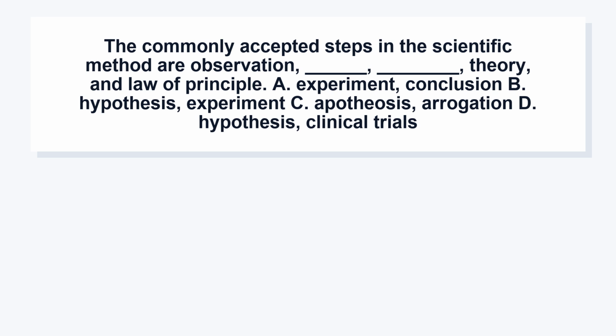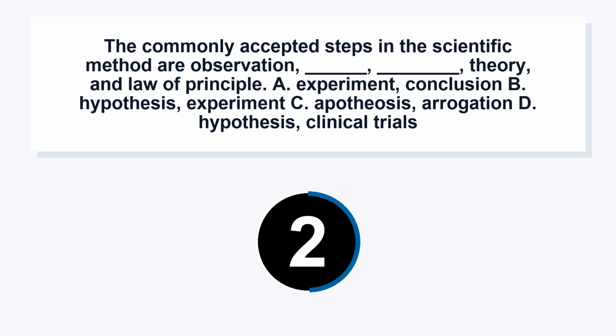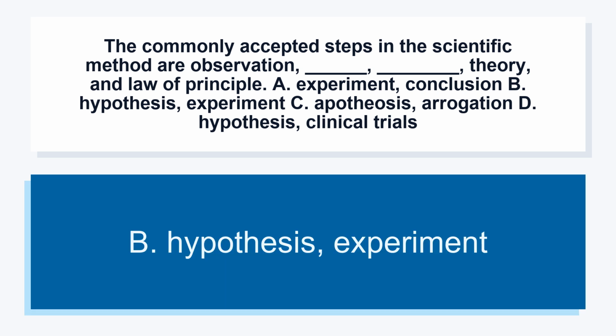The commonly accepted steps in the scientific method are observation, theory, and law of principle. A. Experiment. Conclusion. B. Hypothesis. Experiment. C. Apotheosis. Irrigation. D. Hypothesis. Clinical trials. B. Hypothesis. Experiment.